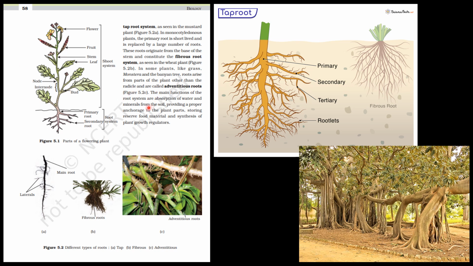According to the root system, the functions of roots include the transport and absorption of water and minerals from the soil, providing proper anchorage to the plant parts, storing reserve food material, and the synthesis of plant growth regulators or hormones.